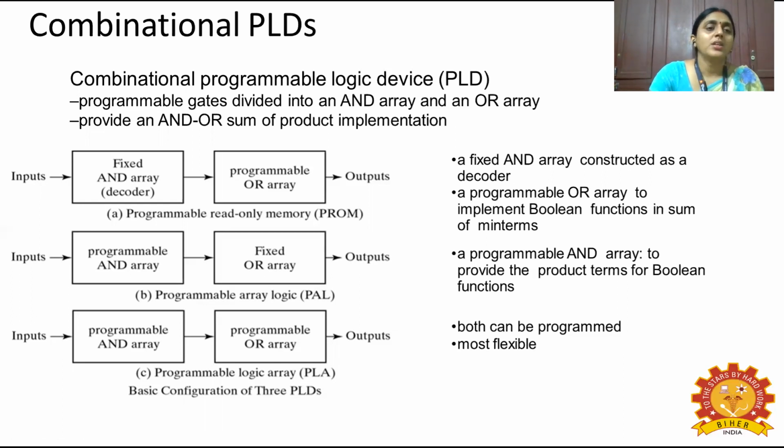And in figure A, the inputs are applied to the decoder, that is a fixed AND array, and then transferred to the programmable OR array, which in turn gives the output. The fixed AND array is constructed as a decoder and the programmable OR array implements the Boolean functions in sum of min terms. And figure B involves a programmable AND array to provide the product terms for Boolean functions. And figure C, which involves both, can be programmed and it is the most flexible.